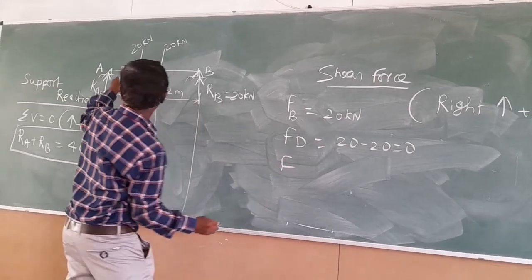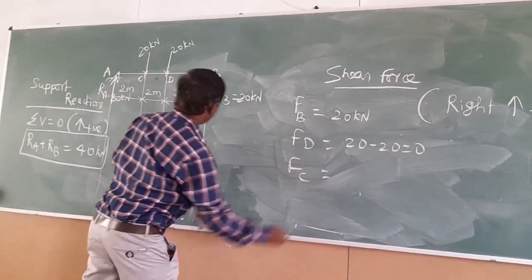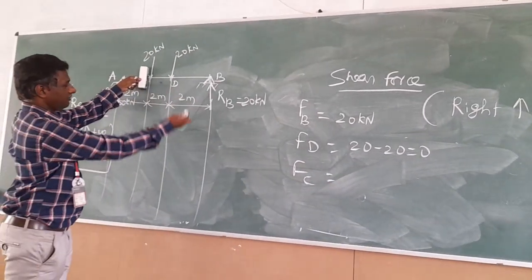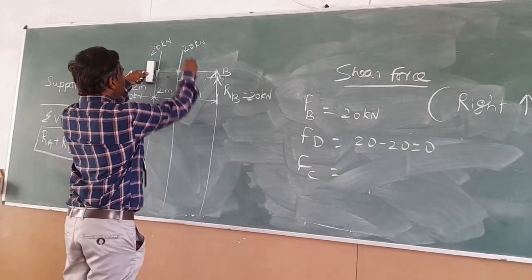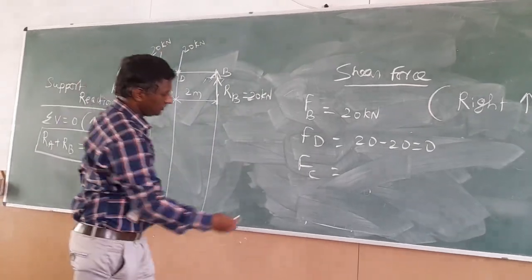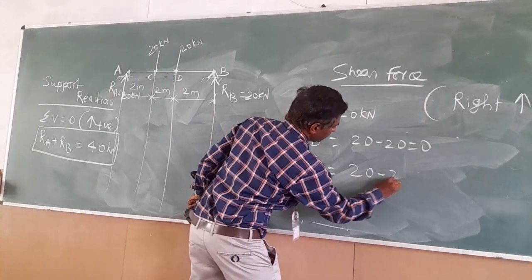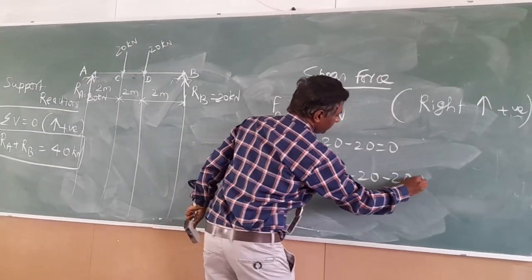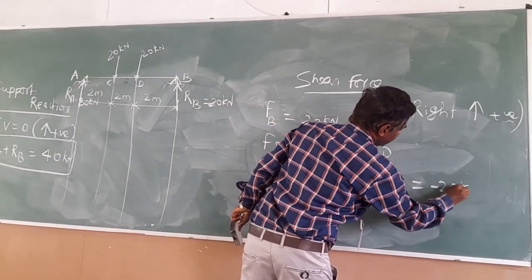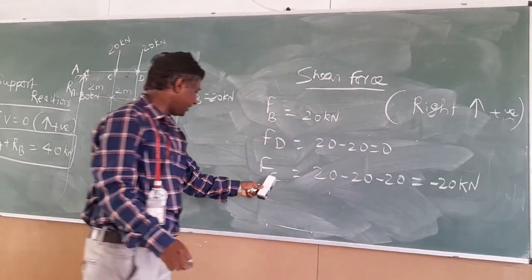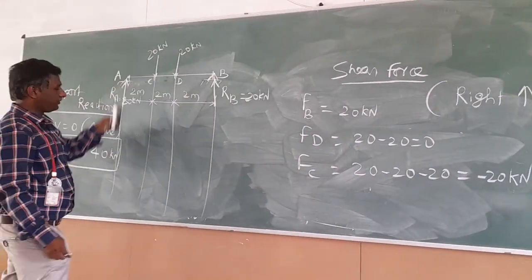Then shear force at the C point. At C point, cancel the right side once again. So 20 minus 20 and minus 20, you will have minus 20 kilonewton as the shear force value at point C. And what about FA?